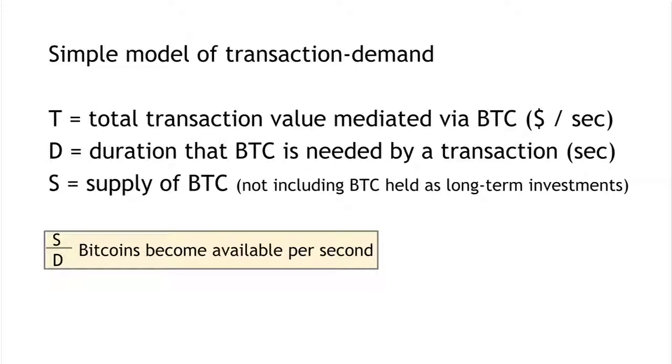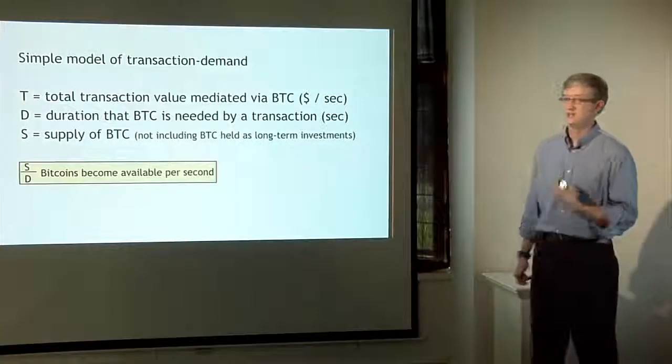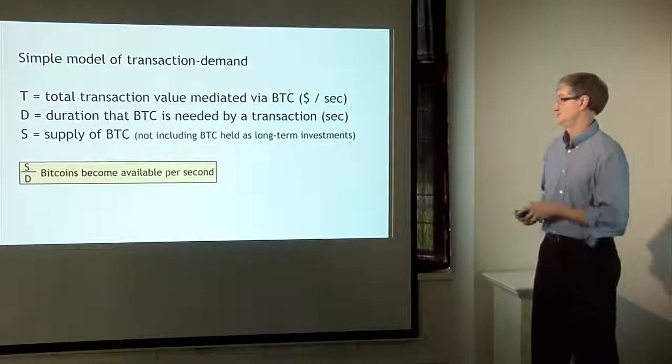Okay, and now we can do some calculations. The first thing we'll do is calculate how many Bitcoins become available in order to service transactions per second. Well, there are S Bitcoins in total that are used, and because they're taken out of circulation for a time of D seconds, then every second about a 1/D fraction of those Bitcoins will become newly available because they'll emerge from that out of circulation state. And so on average, S/D Bitcoins will become available for mediating transactions every second.